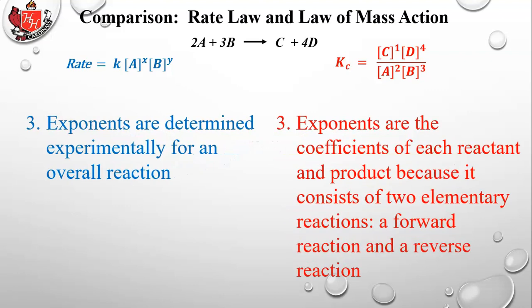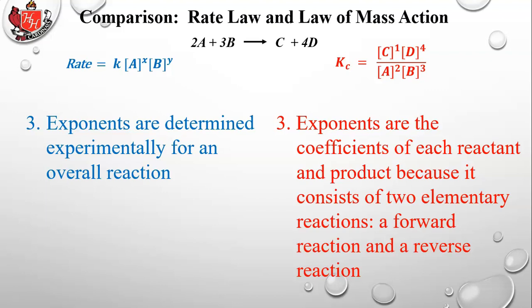3. Exponents are determined experimentally for an overall reaction. Remember, you can use coefficients if it's an elementary reaction, but if it's the overall reaction, you have to determine those using the table and experiments, holding A constant to determine B and B constant to determine A.